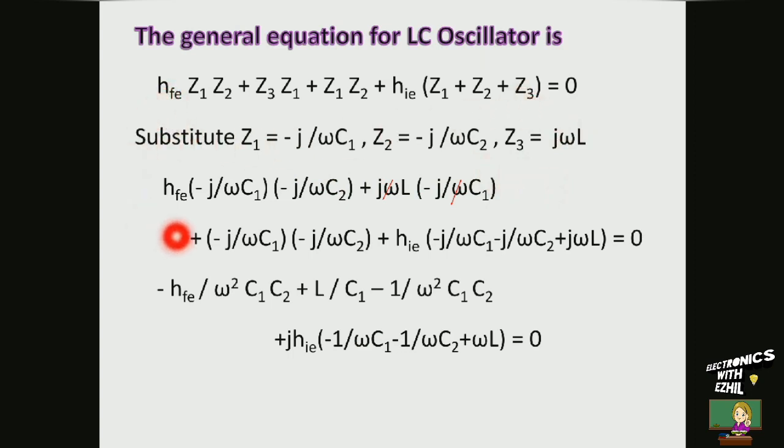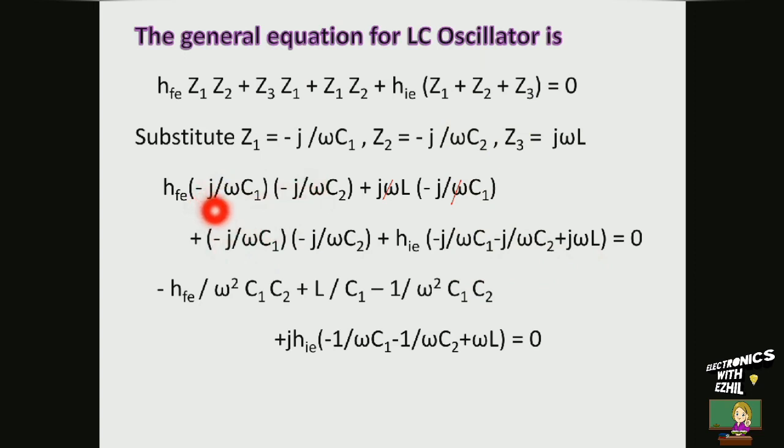Here h_fe is written as it is. For Z1, minus j by omega C1 is substituted. For Z2, minus j by omega C2 is substituted. Plus Z3 is replaced by j omega L. Z1 is replaced by minus j by omega C1 plus Z1, Z2 are replaced by minus j by omega C1 into minus j by omega C2 plus h_ie into for Z1 minus j by omega C1, for Z2 minus j by omega C2, for Z3 plus j omega L are substituted.